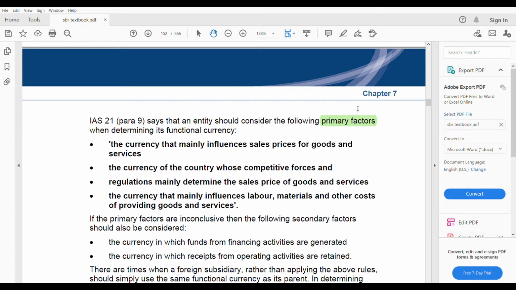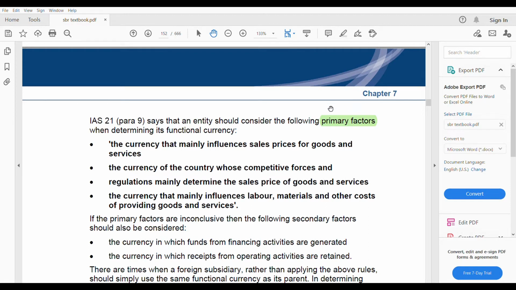Out of these four, you have to determine which one is a functional currency. To determine that, there are two sets of factors that you need to study. One is known as primary factors, the other one is known as secondary factors. First, we go through the four primary factors. If that currency does not satisfy any of the primary factors, meaning they are not the functional currency using these four primary methods, then you look at the two secondary factors.